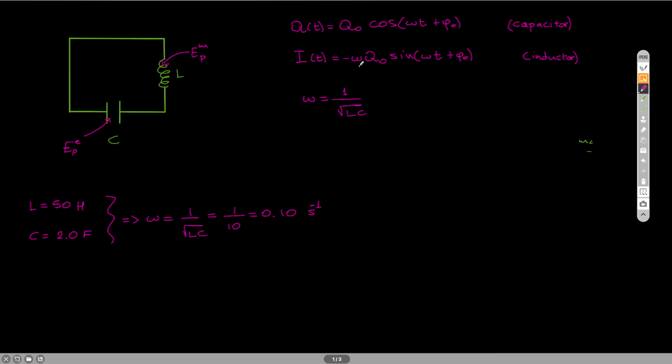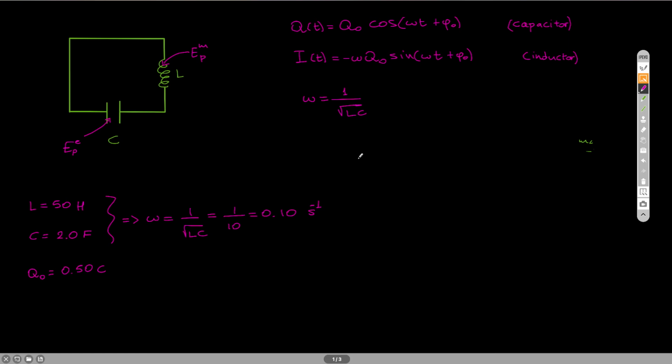And now I also need to know what is the charge Q naught that I start with on the capacitor, and let's make that 0.5 coulombs, which is a large charge. It is a lot of charge.